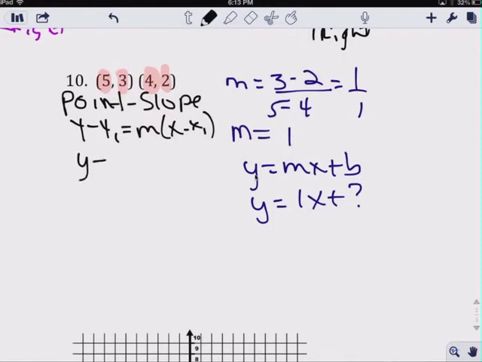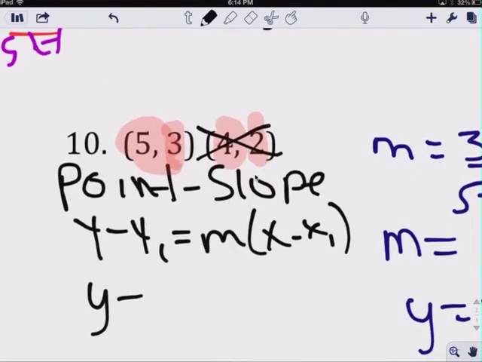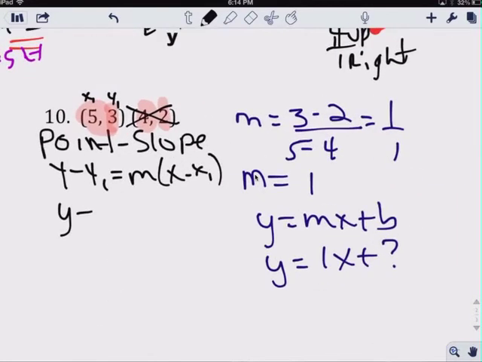Y minus y1, I'm going to choose this point to use and ignore this one. So this is x1, y1. Looks like both x's, huh? So anyways, choose these two. Okay, that's x1, y1 right there. So I'm going to substitute in the numbers.